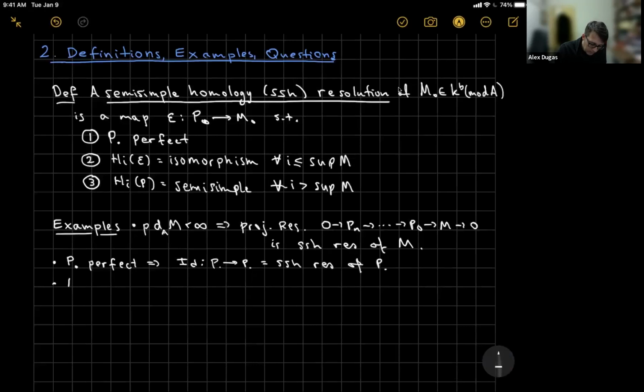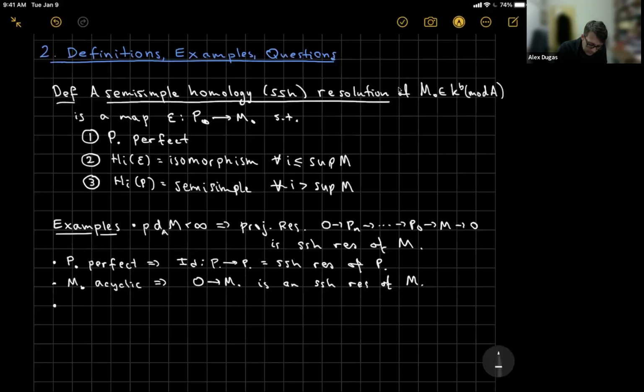Another trivial case is if we start off with an acyclic complex M, then the zero map is an SSH resolution of M. The fact that perfect complexes and acyclic complexes have these trivial SSH resolutions will be important, because it basically means that we can work in the derived category, or in the stable derived category, or the singularity category if we want.